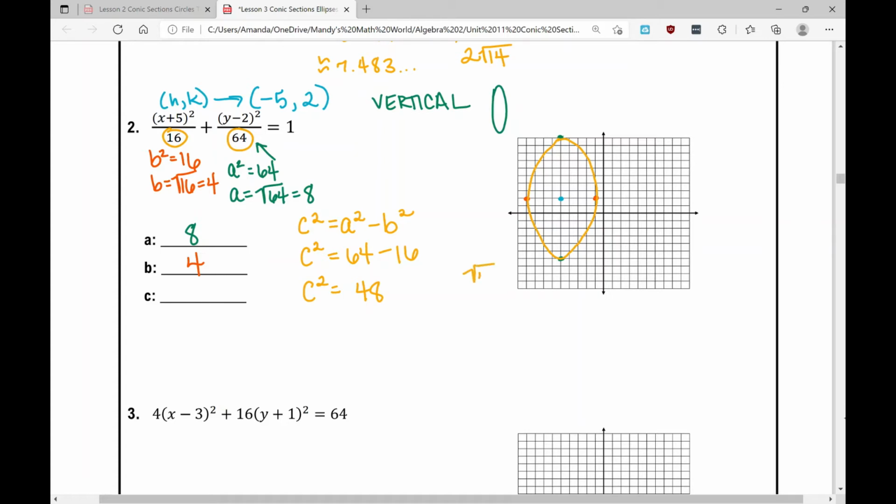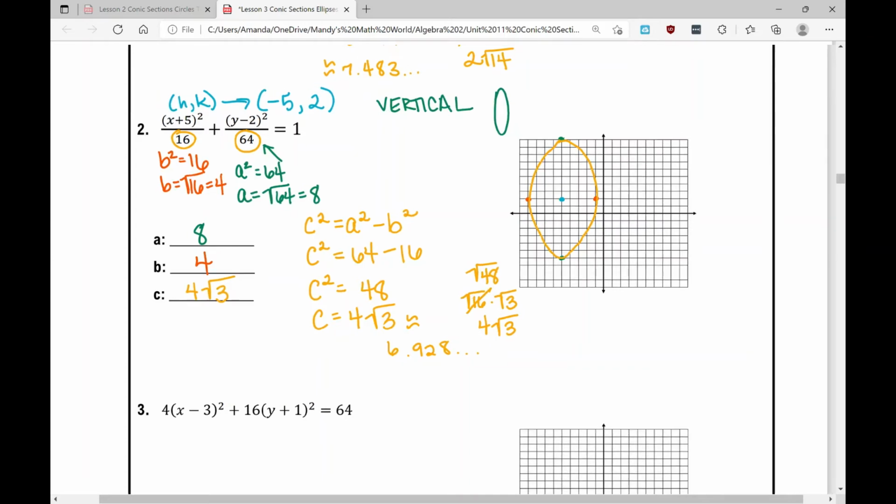When I simplify the square root of 48, I get the square root of 16 times the square root of 3. The square root of 16 is 4, which means this simplified is 4 root 3, or 4 square roots of 3. Which, again, if you use your calculator and you wanted to approximate it, that's approximately 6.928. So 4 square roots of 3. Let's move on to number 3.